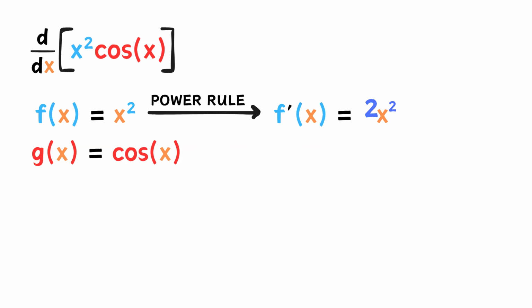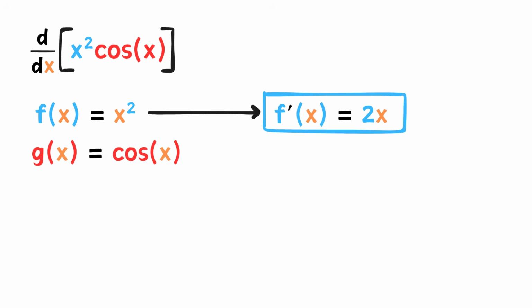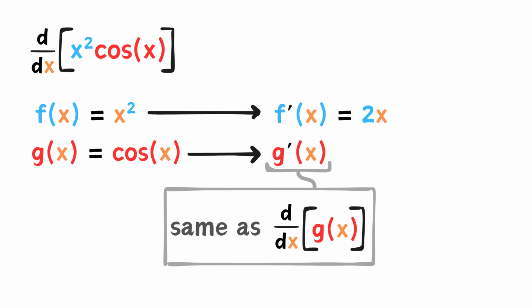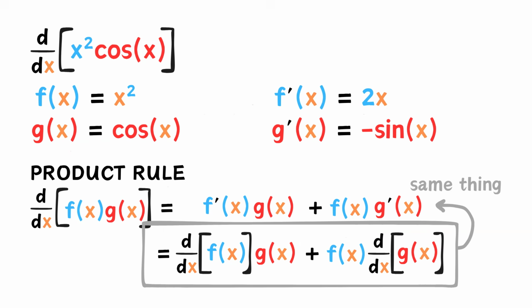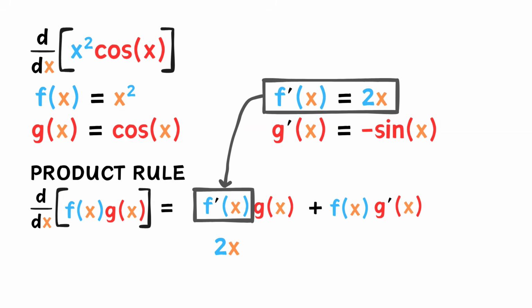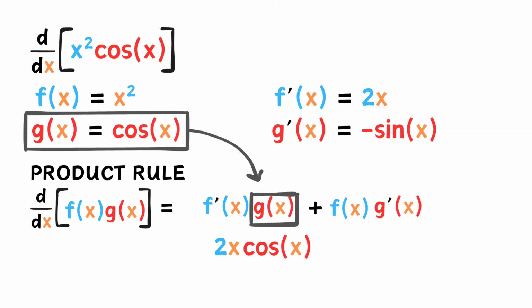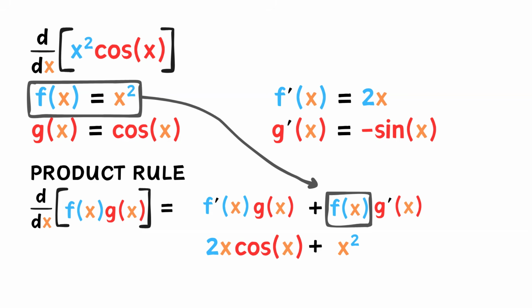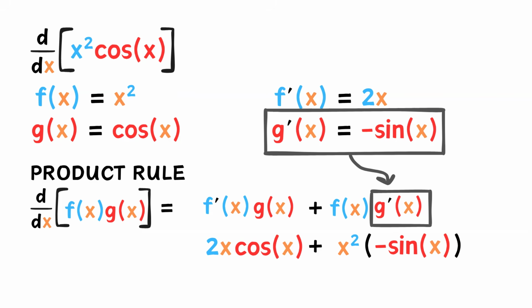Using the power rule, we know the derivative of f of x, or x squared, is just 2x. And we know the derivative of g of x, or cosine of x, is negative sine of x. So now we can use the product rule. We substitute in, the derivative of f of x is 2x, g of x is cosine of x, f of x is x squared, and the derivative of g of x is negative sine of x.